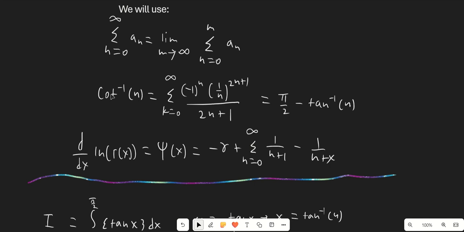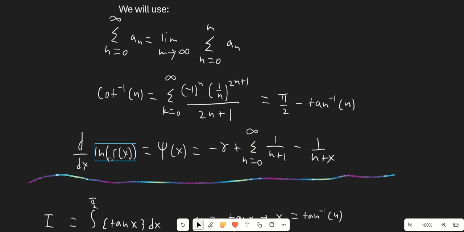We also have the fact that inverse cotangent of n equals the sum from k equals 0 to infinity of (negative 1)^k over (2k plus 1) times 1 over n^(2k+1), which is the same as pi over 2 minus inverse tangent of n. This is only true for n greater than or equal to 0. And obviously cotangent of 0 is not really going to work out for this one. So obviously this only converges for values of n greater than or equal to 1. So that's what this applies for.